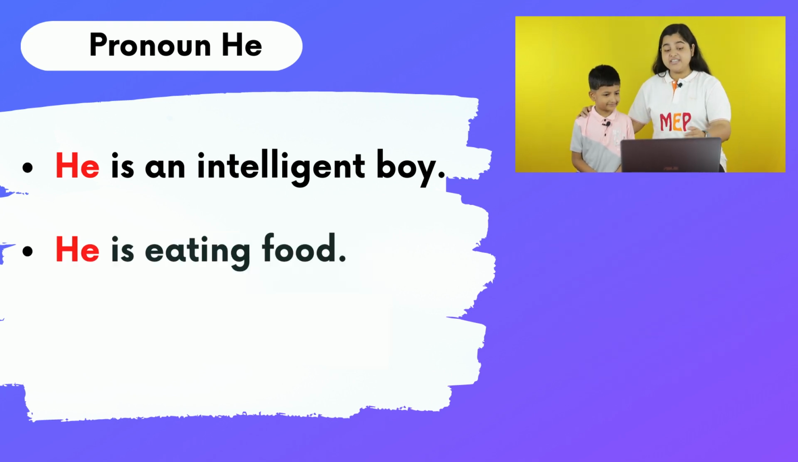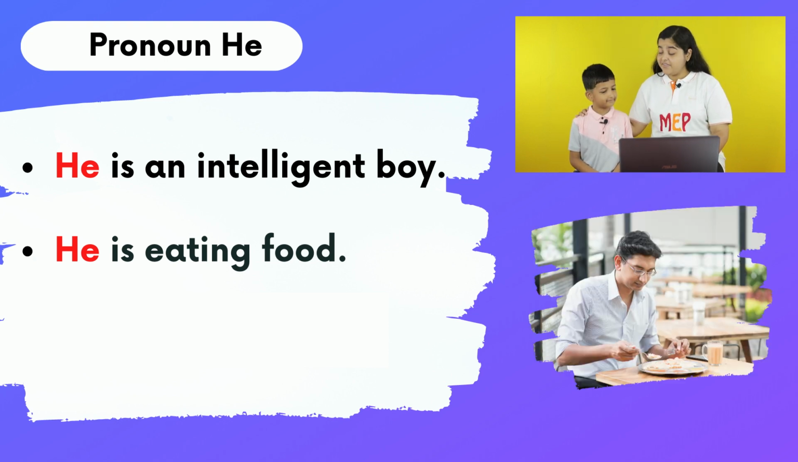So, Rudy, read the second example. He is eating food. Correct. So, why have we used the pronoun he in this sentence? Because we're talking about the third person. Right. And the third person is male or female? Male. Absolutely correct. So, we always use pronoun he for the third person singular male.